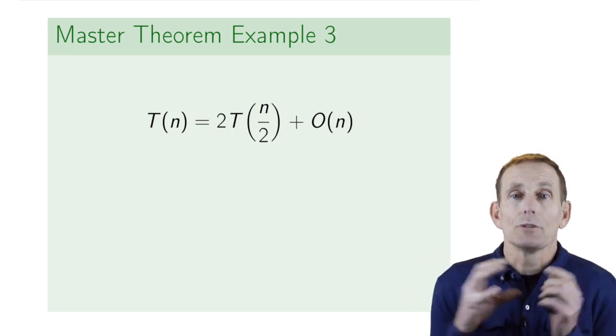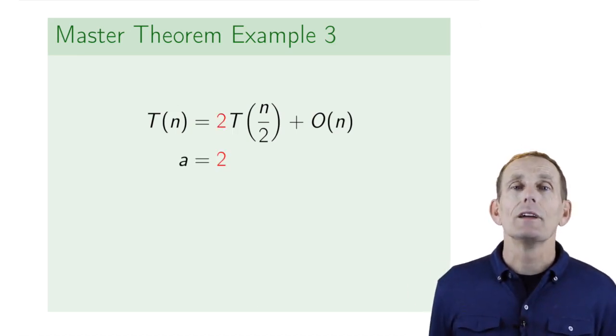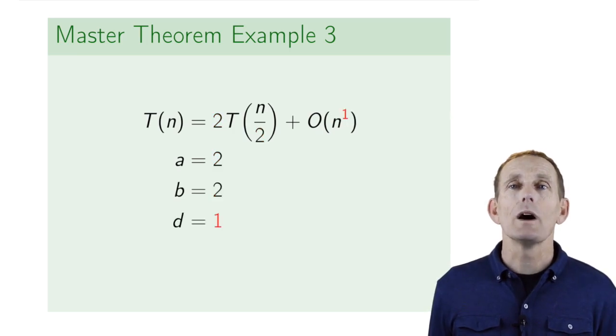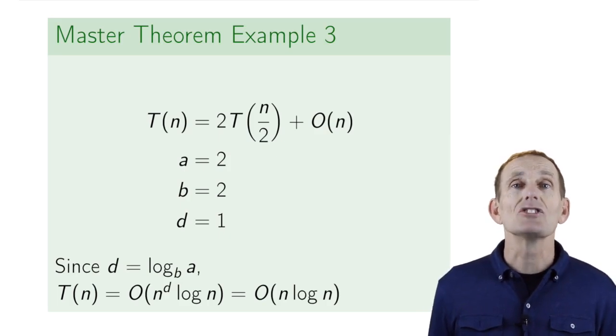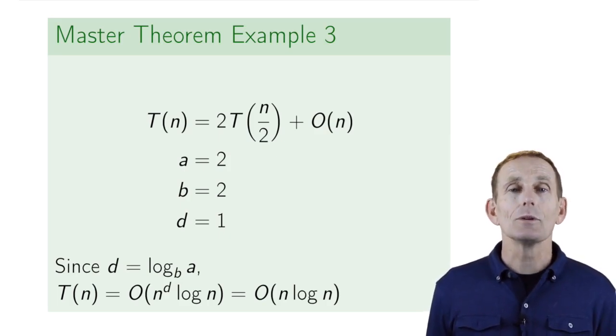If we reduce the 3 down to a 2, what happens? Well, here, a is 2, b is 2, d is 1. Log base b of a is log base 2 of 2, which is just 1. So now d is equal to log base b of a. We're in case 2 now. And so T(n) equals big O of n log n.